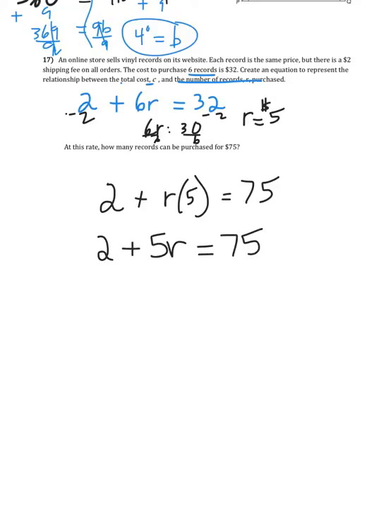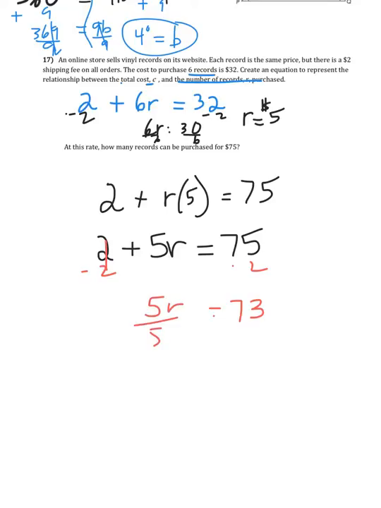Now, at this rate, how many records can be purchased for $75? So I have to have the flat fee of $2 plus records. How many records? I don't know. And they're $5 each. Can I buy for $75? Okay. Well, I'm going to rewrite this again. 2 plus 5R equals 75. Subtract 2. That's 73 equals 5R.